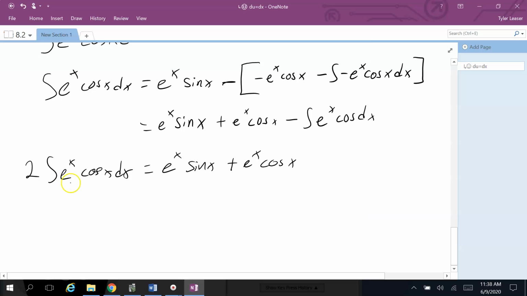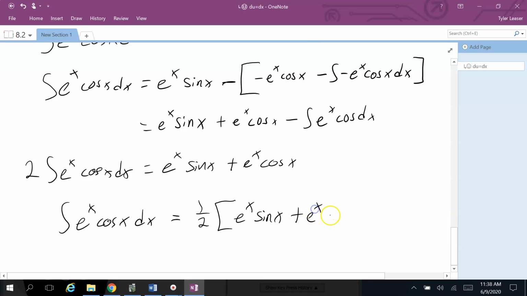Then, if I want to solve for the antiderivative of e to the x cosine x, I'm just going to divide by 2. So the integral of e to the x cosine x dx is going to be 1/2 times e to the x sine x plus e to the x cosine x. Don't forget your plus c.